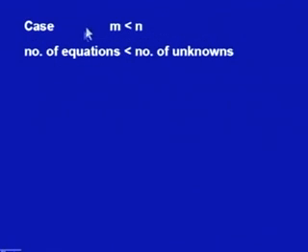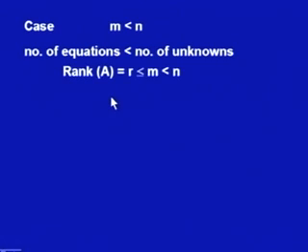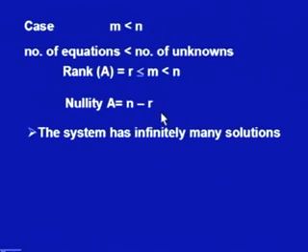Now, I consider a case when m is less than n. Previously we were considering a case when m is equal to n, or we have a square system, but suppose the number of equations is less than the number of unknowns, then what will happen? Rank of A is equal to R, which will be less than or equal to m, but since m is given to be less than n, rank R will always be less than n. Then according to the rank nullity theorem, nullity of A is n minus R, and if that is the case, then the system again will have infinitely many solutions.